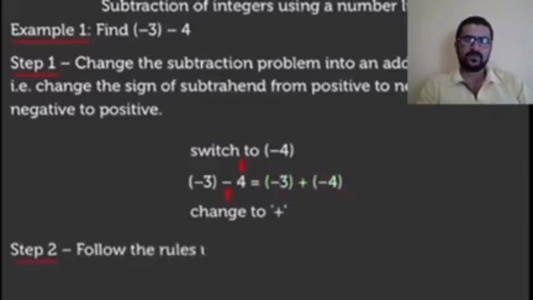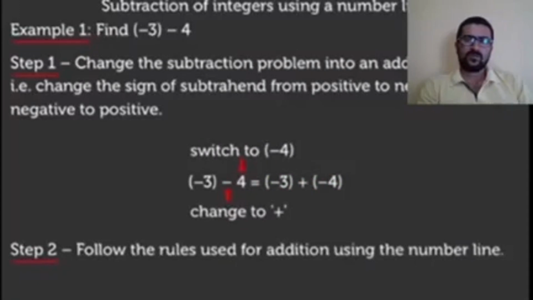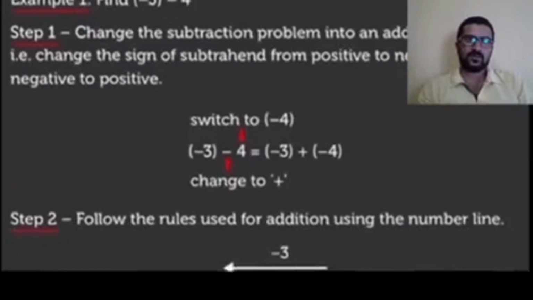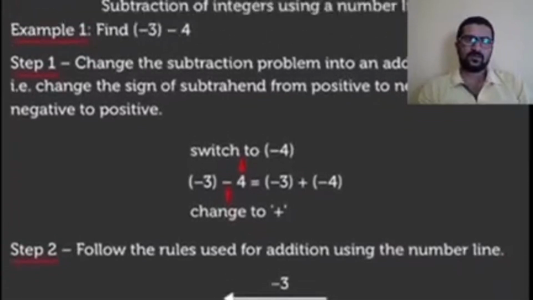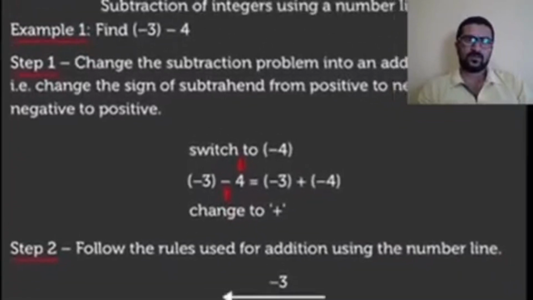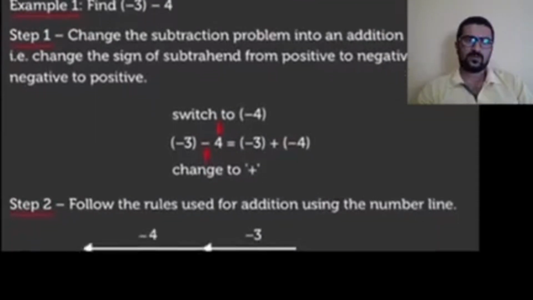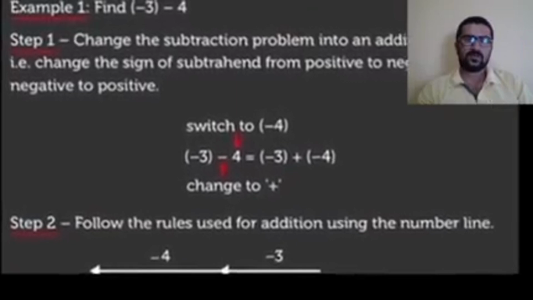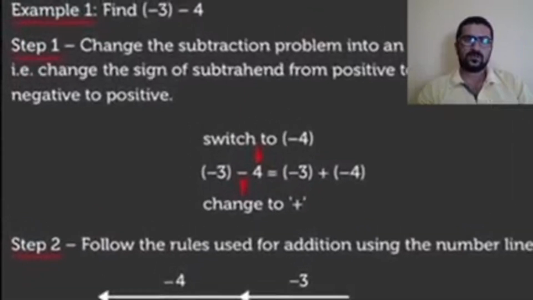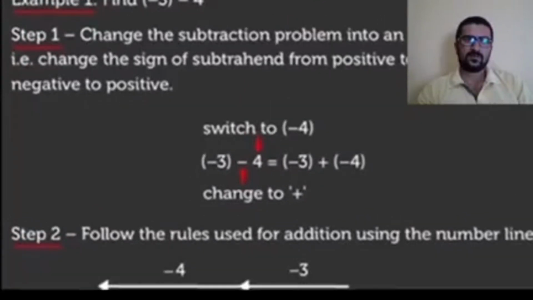Step 2. Follow the rules used for addition using the number line. Start from 0 and move 3 places to the left, that is in the negative direction. Look, we have reached negative 3. From negative 3, we move 4 places again to the left and reach negative 7. We reach the answer.